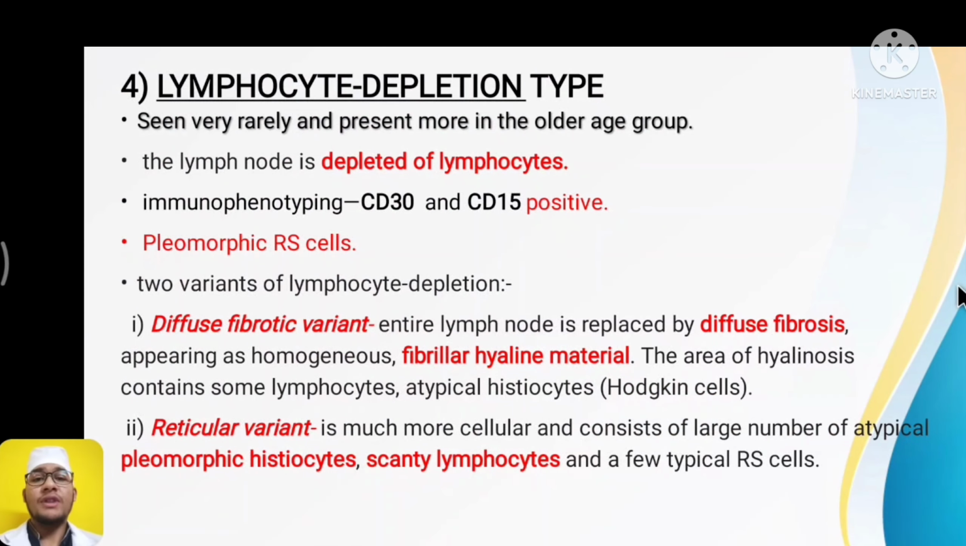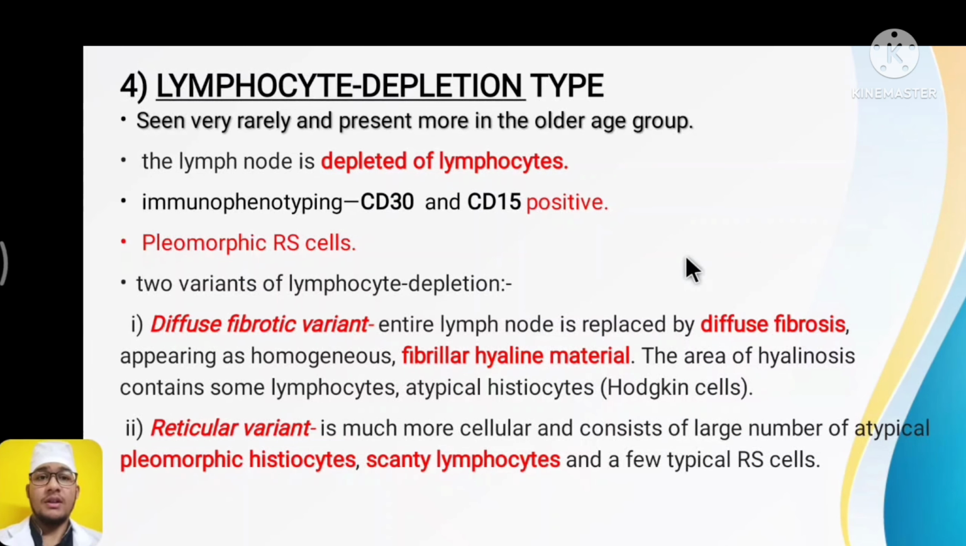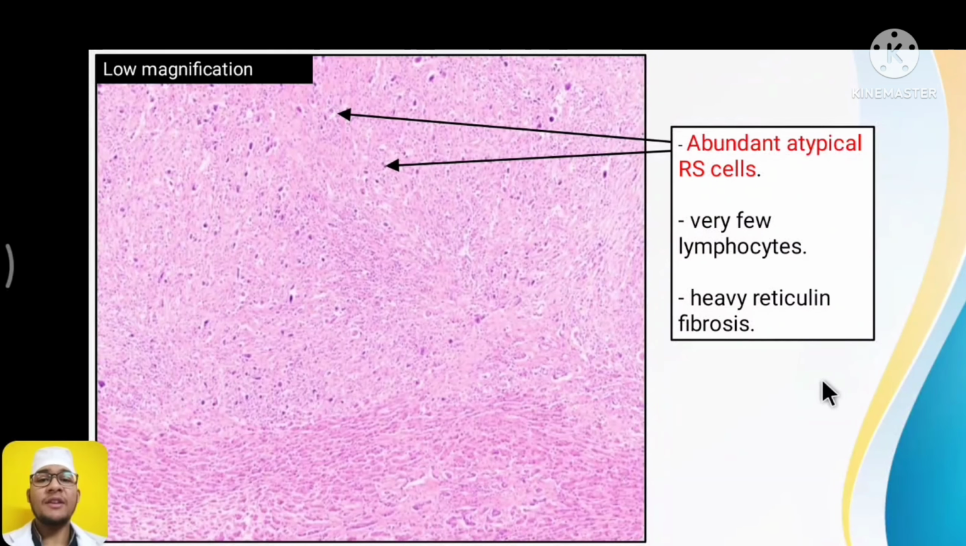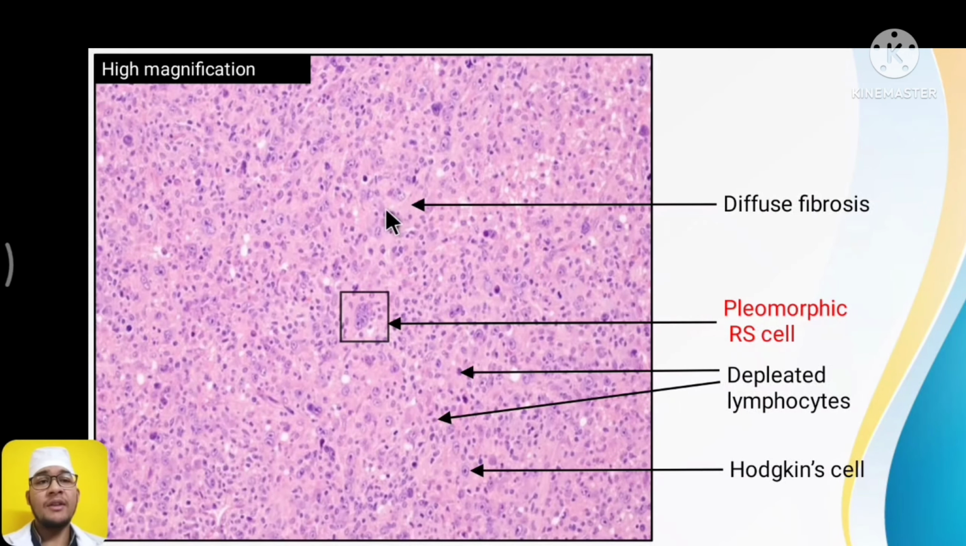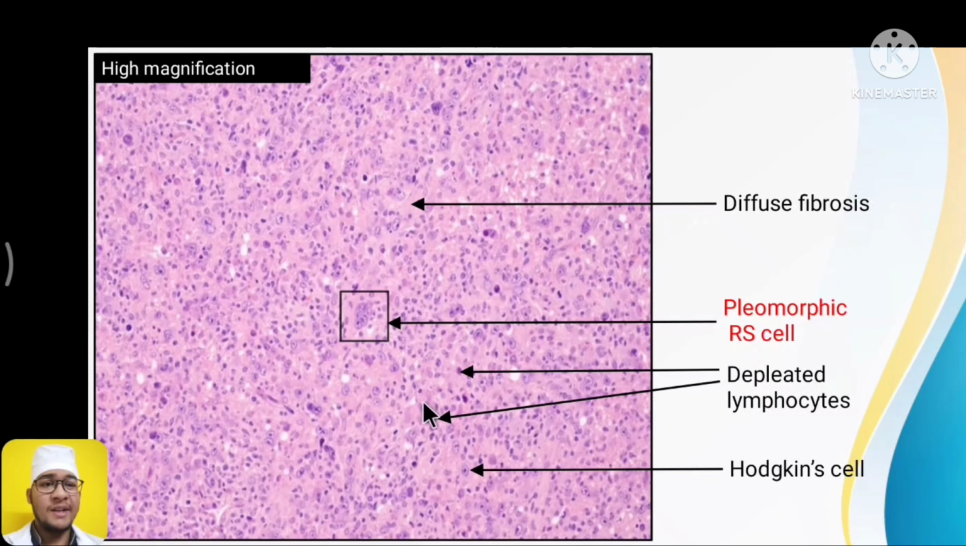The fourth one is lymphocyte depletion type. The lymph node is depleted of lymphocytes, and we can see presence of pleomorphic RS cells. There are two variants of lymphocyte depletion, diffuse fibrotic variant and reticular variant. Under low magnification, we can see abundant atypical RS cells, very few lymphocytes, and heavy reticular fibrosis. In high magnification, we can see diffuse fibrosis, pleomorphic RS cells, depleted lymphocytes, and Hodgkin cells.